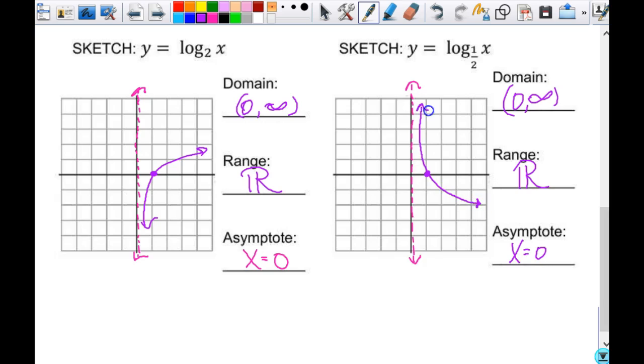If you know what these basic parent functions look like and you can graph them quickly, you can get through all the transformations you need quickly. Whether you're asked to sketch them or graph them, and I will explain to you what the difference between the two is. Questions?